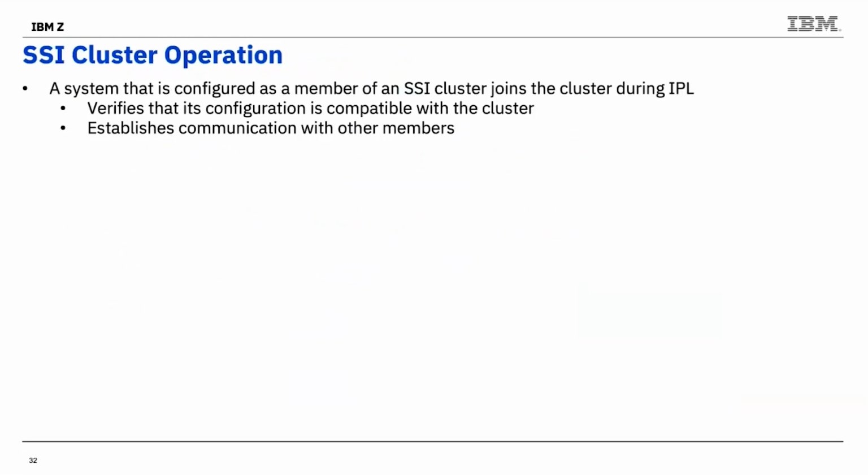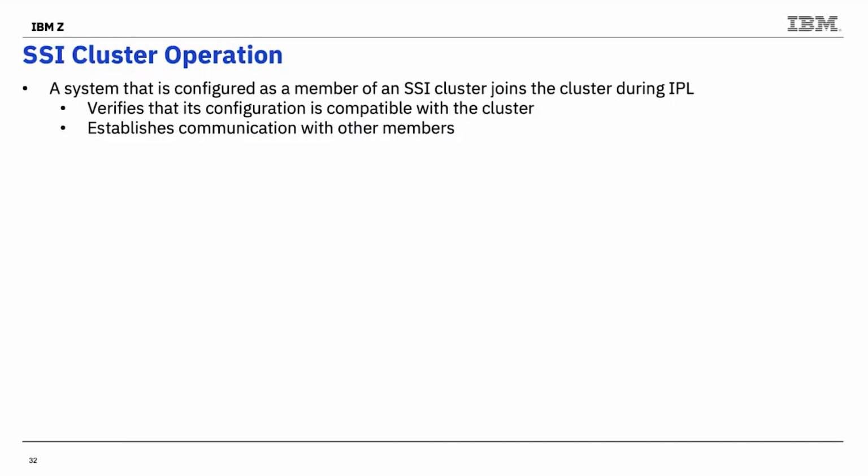So when a member wants to join the SSI cluster at IPL time, a couple things happen. The first step is that CP needs to verify that the configuration is actually compatible with the cluster. If it passes that, then the second step is that the member is going to establish communication with all the other members. This is the process that we call the join process.